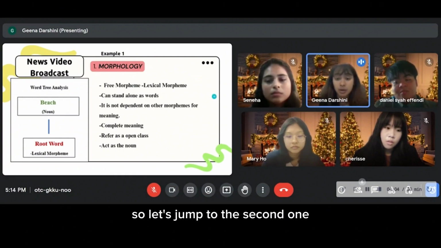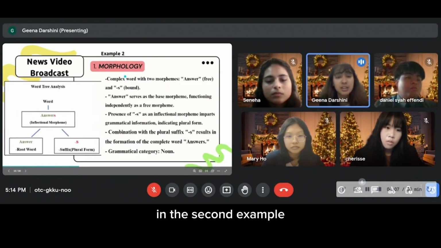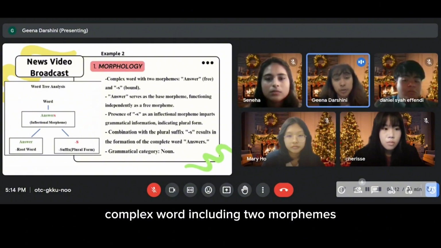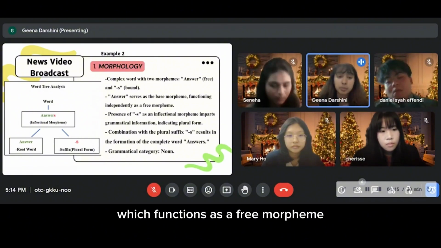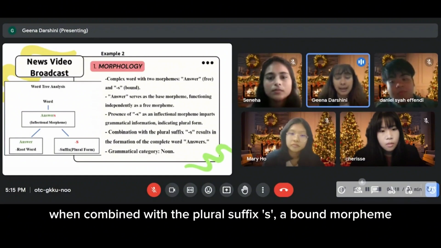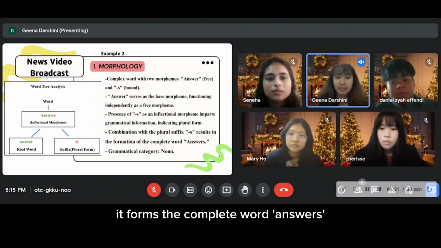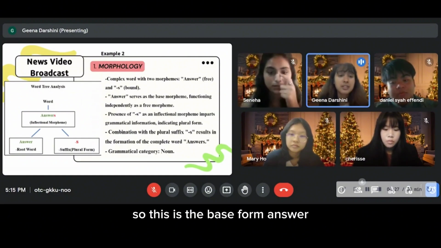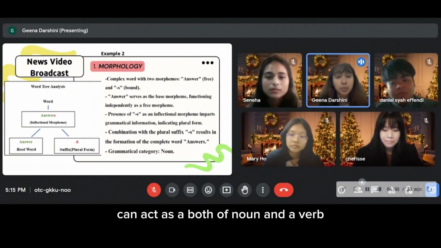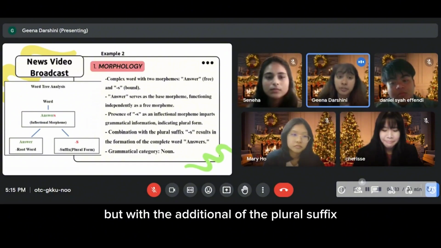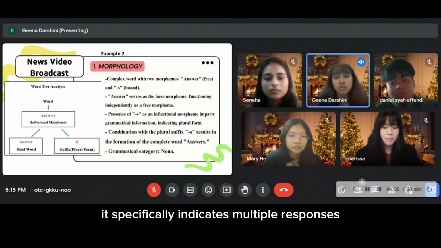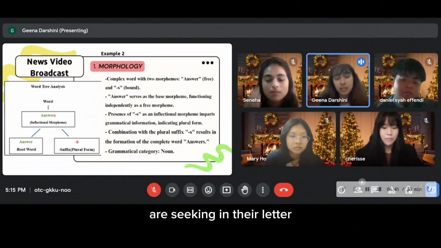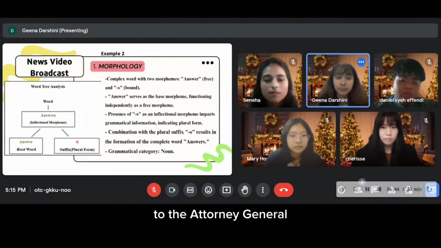So let's jump to the second one. In the second example, the word answers is analyzed as a complex word including two morphemes. The base morpheme is answer, which functions as a free morpheme. When combined with the plural suffix as a bound morpheme, it forms the complete word answers. In terms of grammatical categories, answers serves as a noun. The base form answer can act as both a noun and a verb, but with the addition of the plural suffix, it specifically indicates multiple responses or solutions. Therefore, it refers to responses or information that House Republicans are seeking in their letter to the Attorney General.